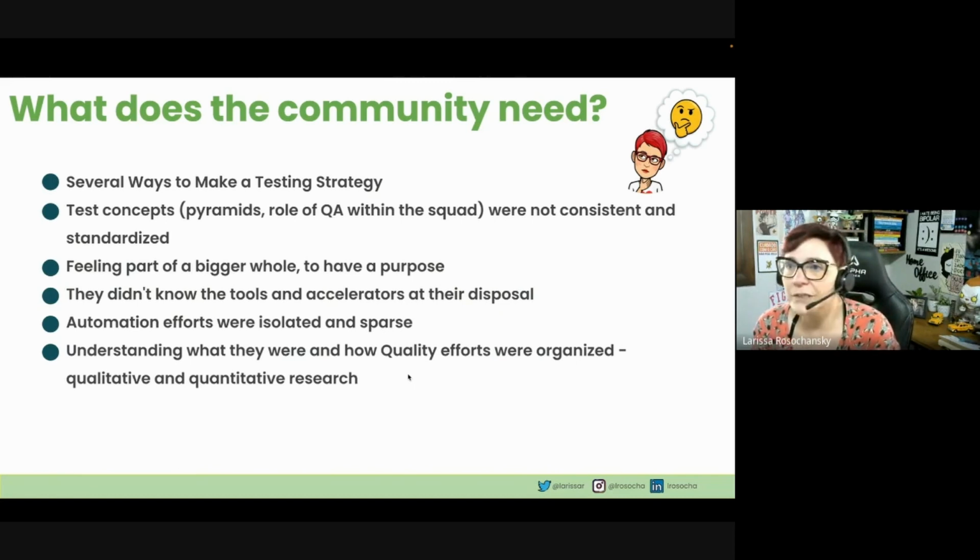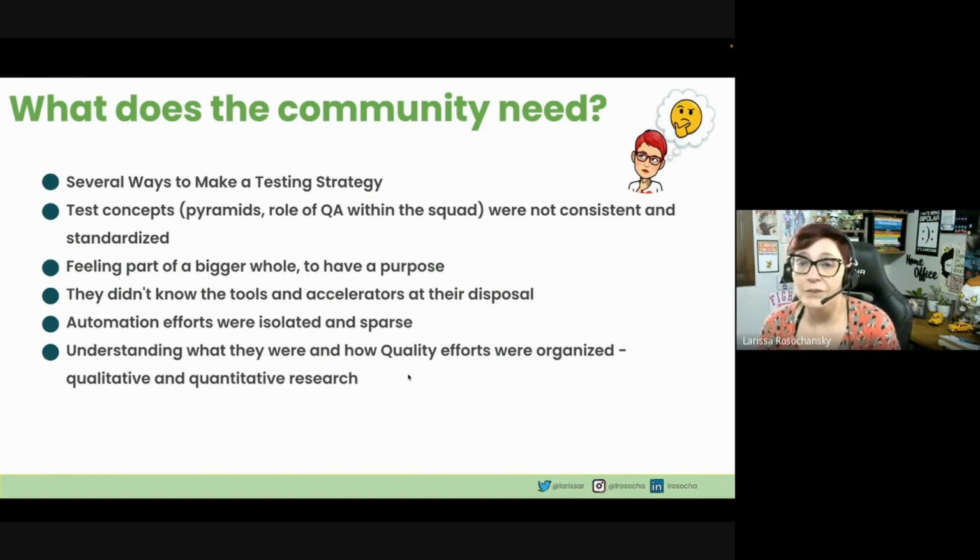What I discovered when I got there was several ways to make a testing strategy. The test concepts, the test parameter, the role of QA within the squad, they were not consistent. They were not standardized. They were not feeling part of the bigger whole. They didn't have a purpose. The QA was feeling lonely without any friends. They were almost crying in the corner. It was really sad to see the poor QA.